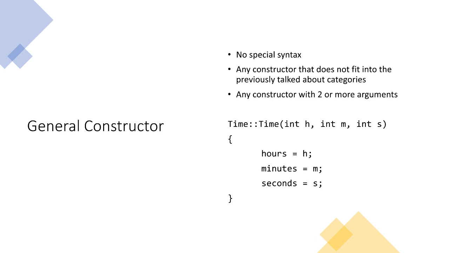And here we have the general constructor. It has no special syntax. Any constructor that does not fit into the previously talked about categories is a general constructor. And any constructor with 2 or more arguments is also a general constructor.